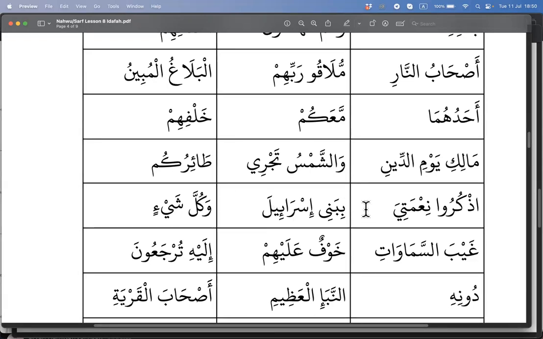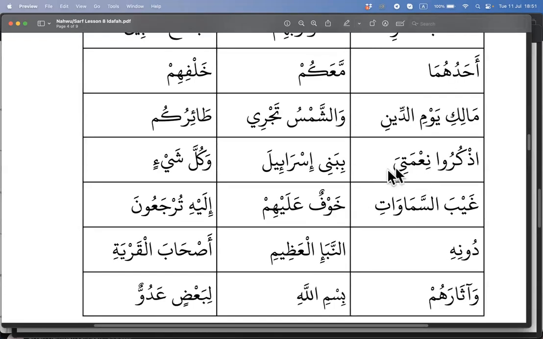Udhkuru. So it's light. Ni'matiya. Yes, idafah. Where is the mudaf? Where is the mudaf ilayhi? Ni'mat, mudaf ilayhi. Mudaf is Ni'mati. Ni'matiya. You mean the whole thing is mudaf ilayhi?